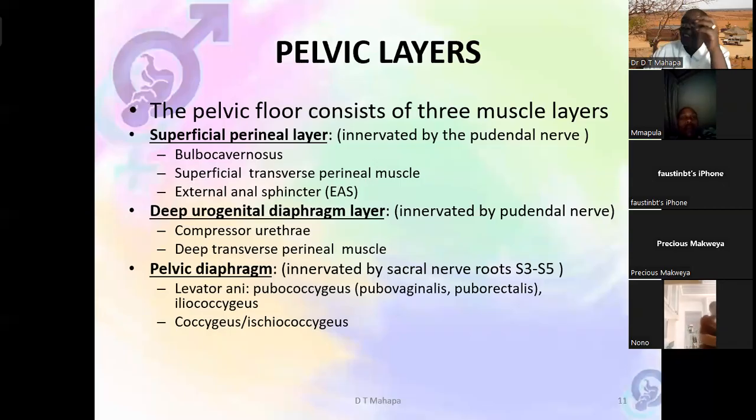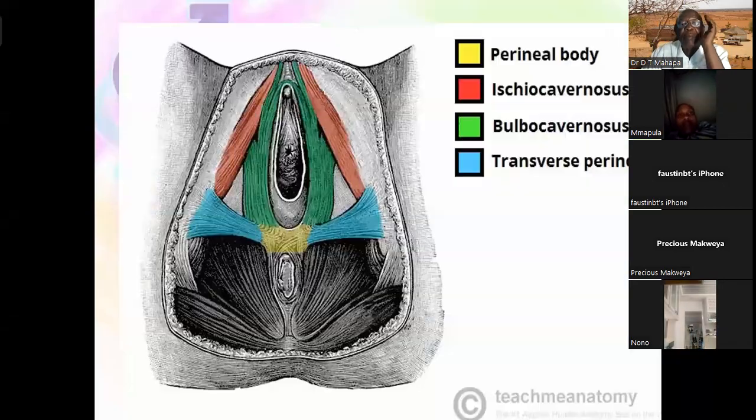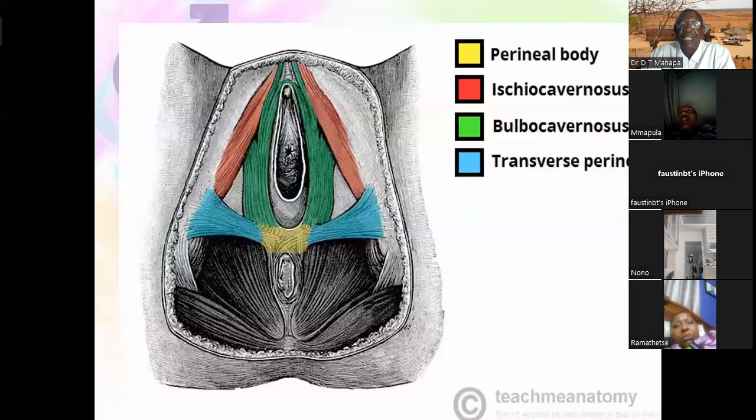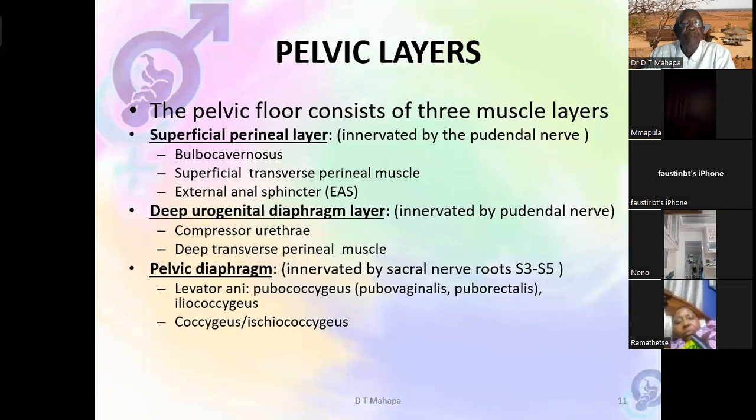These muscles that we have seen, if you see the pelvis, there are 3 layers of muscles. There is the superficial layer, which we have seen there, which is the bulbocavernosus, the superficial transverse perineal muscles, and the external anal sphincter, which you can see very well. But if you go below them, you'll find the deep urogenital diaphragm layer, which has 2 muscles, one called the compressor urethrae, which is a muscle that compresses the urethra so that you can maintain continence.